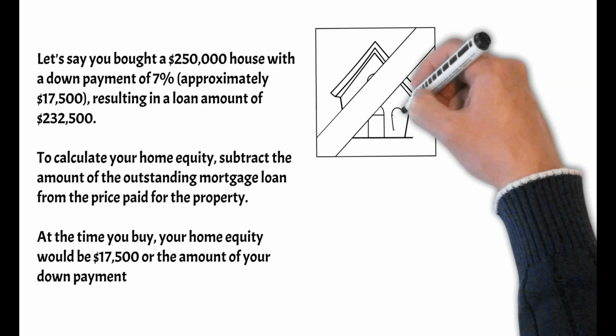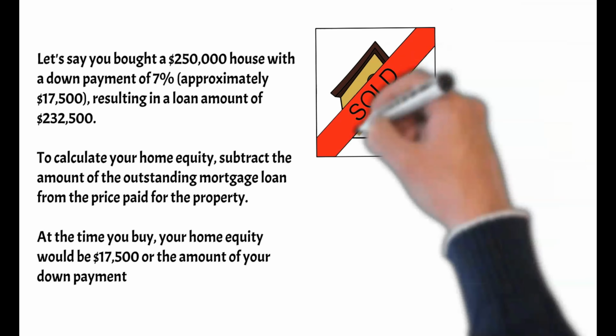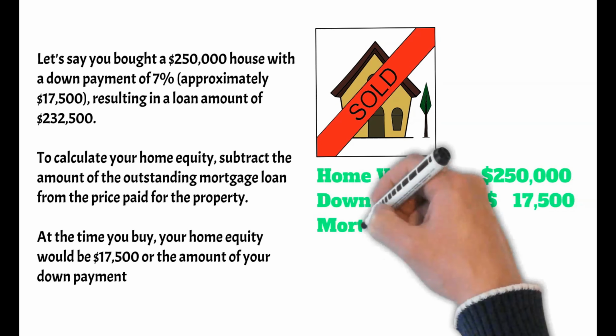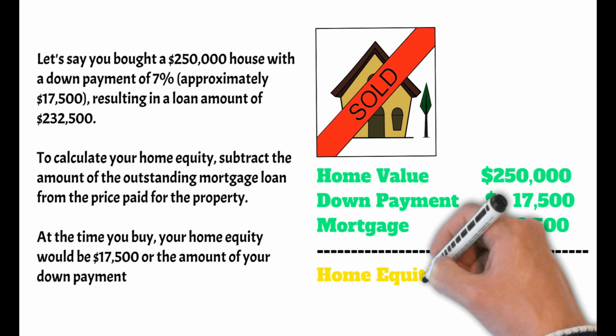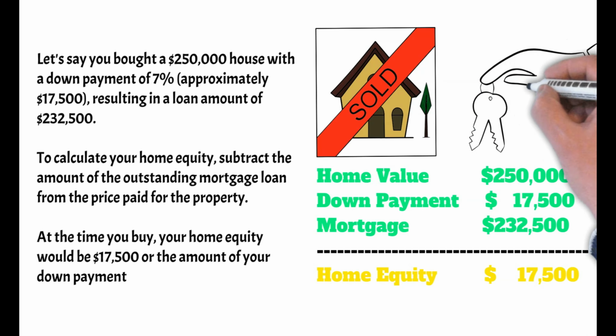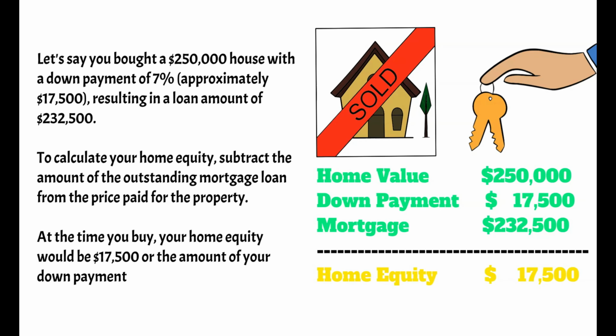Let's say you bought a $250,000 house with a down payment of 7%, approximately $17,500, resulting in a loan amount of $232,500. To calculate your home equity, subtract the amount of the outstanding mortgage loan from the price paid for the property. At the time you buy, your home equity would be $17,500, or the amount of your down payment.